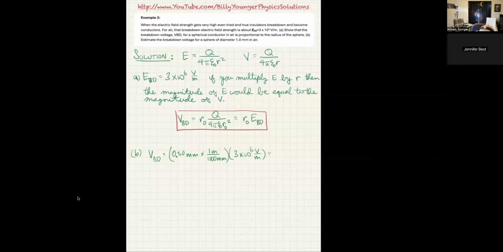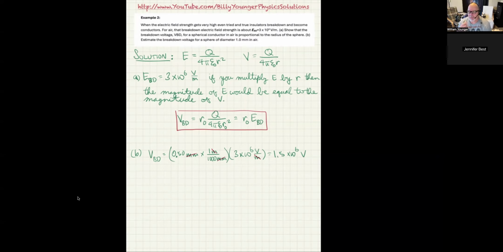Now you can see that since we converted the millimeters to meters, the meters cancel out here, and that gives me 0.5 times 3 times 10 to the 6, which is of course 1.5. Excuse me, writing the wrong color. That's equal to 1.5 times 10 to the 6 volts. So you can actually get a slightly smaller voltage than you expected from the electric field just by multiplying it by 1/2.